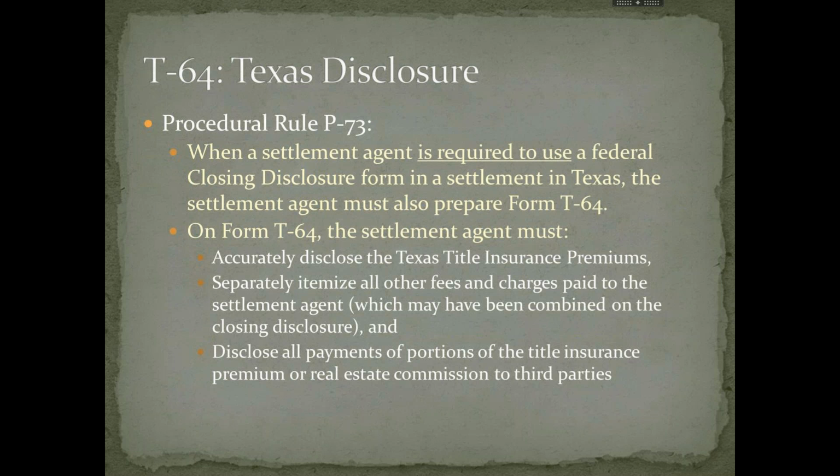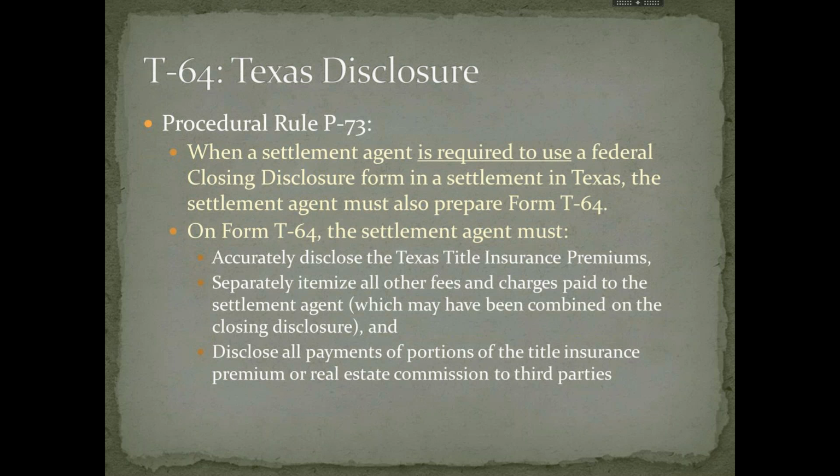When a settlement agent is required to use a federal closing disclosure form in a settlement in Texas, the settlement agent must also prepare a Form T64, right? So if we're taking a contrapositive, which is the opposite of what the statement says, if you are not required to use a closing disclosure form, then you also are not required to use a T64, right? I think that's a very confusing thing. I think most people thought when TRID was introduced, the T64 needs to be on all your closings, but it truthfully doesn't. It only applies to closings where you are required to use a closing disclosure form as your settlement statement.